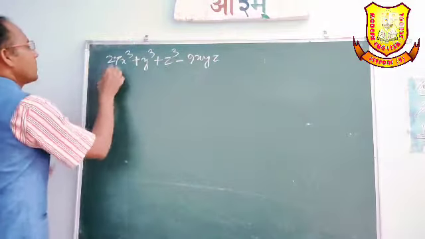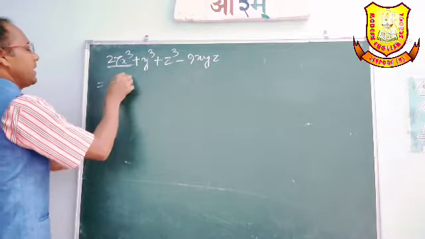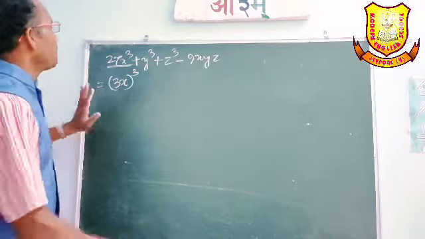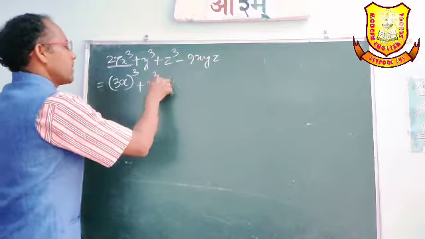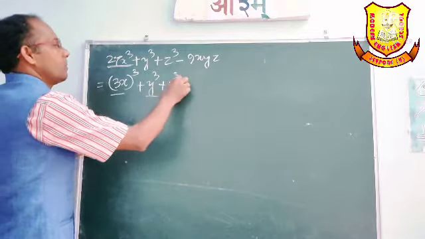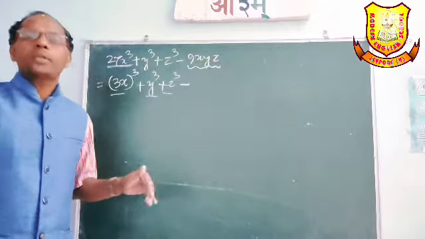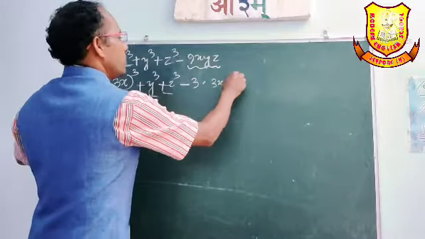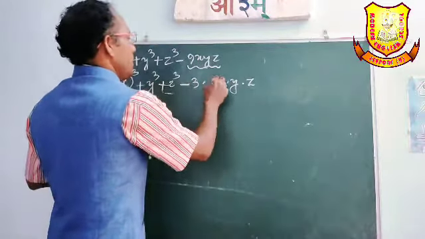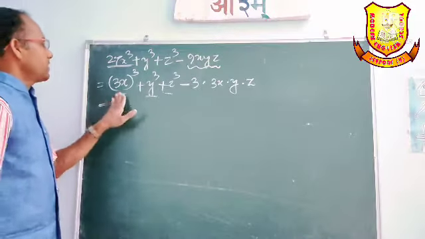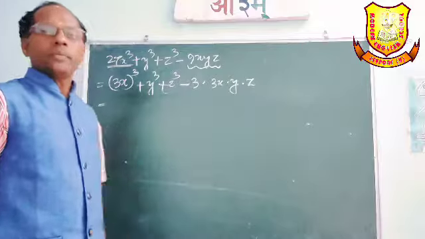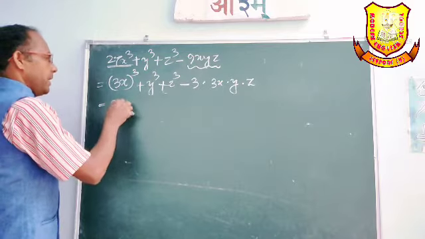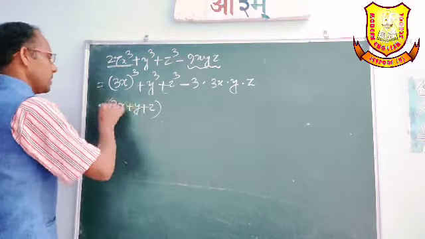So this one, 27x cube, that is 3x whole cube, 3 threes are 9, 3 nines are 27x cube. Okay, plus this is y cube, plus this is z cube: a cube plus b cube plus c cube minus this one. It is in the form of 3abc or not? So a equal to 3x, b equal to y, c equal to z. 3abc. So a cube plus b cube plus c cube minus 3abc. So you are right.